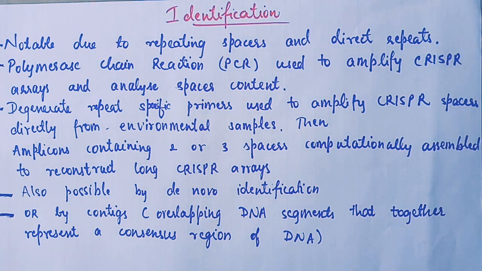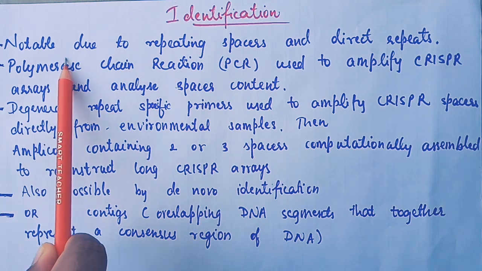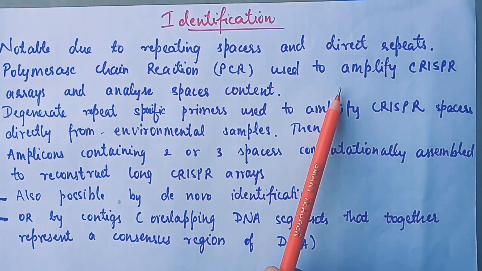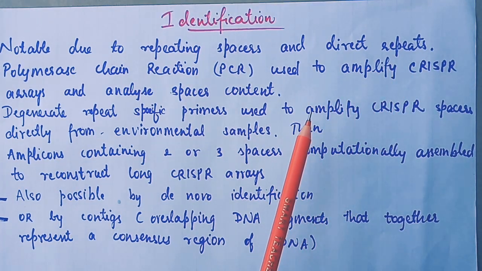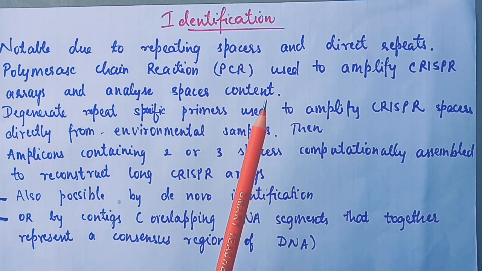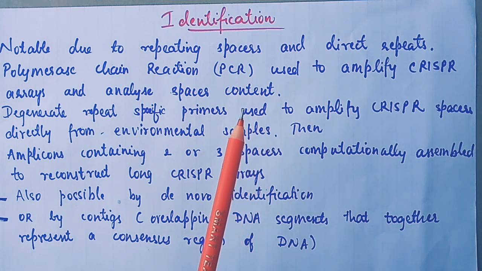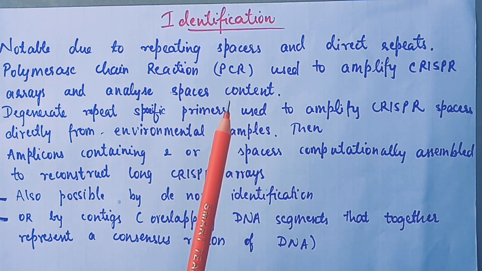Now let's see how we can identify that specific CRISPR sequence. These are notable due to the repeating spacers and direct repeats. As the name suggests, they are AT rich sequences and they are repeated sequences, that is, palindromic sequences. So it is easy to isolate and identify them.